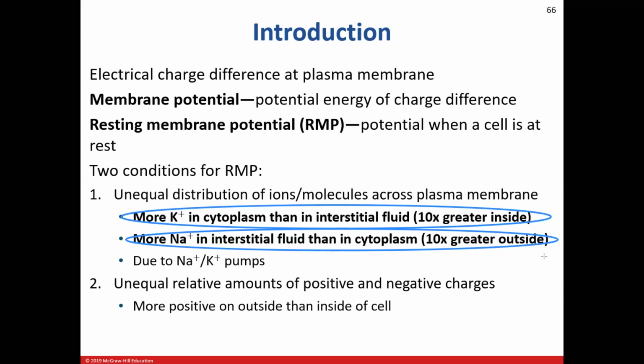Now, this unequal distribution, obviously we know, is due to the sodium-potassium pumps as they continue to pump sodium out of the cell and potassium back into the cell. And then the other condition of the RMP is that we have unequal relative amounts of positive and negative charges. These include different negatively charged protein anions, as well as negatively charged chloride ions, inside and outside of the cell. And so we have more positive charge on the outside than on the inside of the cell.